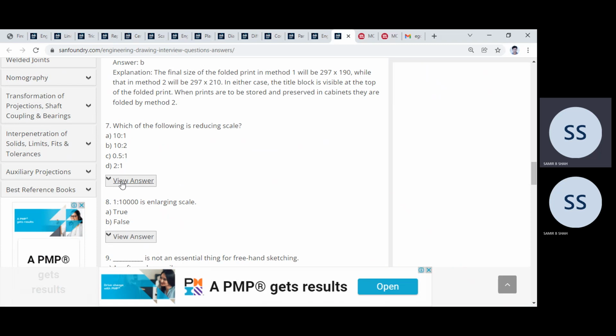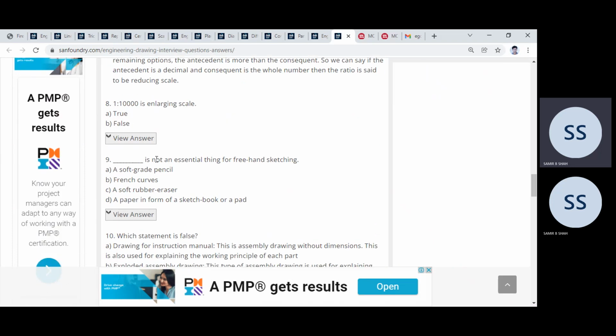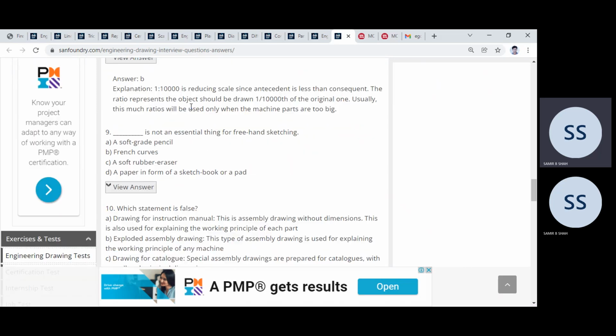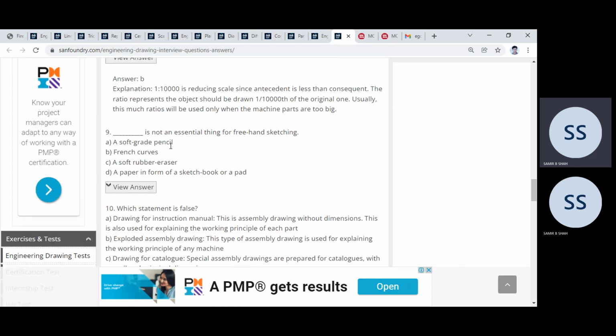Which of the following is a reducing scale? I have already discussed this, but you may remember the difference between a reducing and an enlarging scale. This is another reducing scale, right? It's not the enlarging scale. So the statement is wrong.